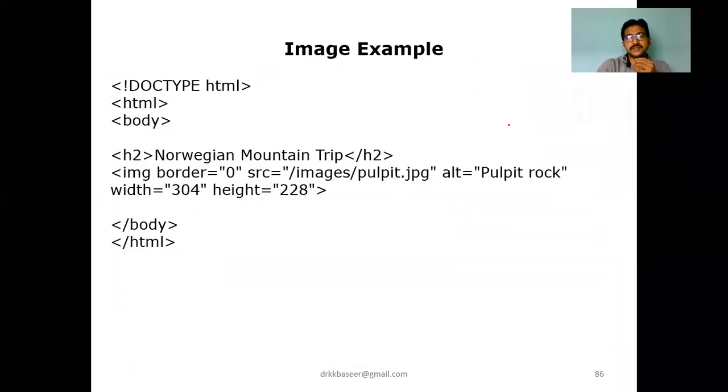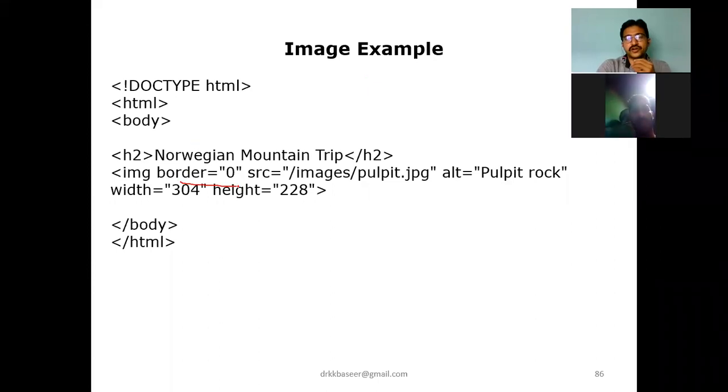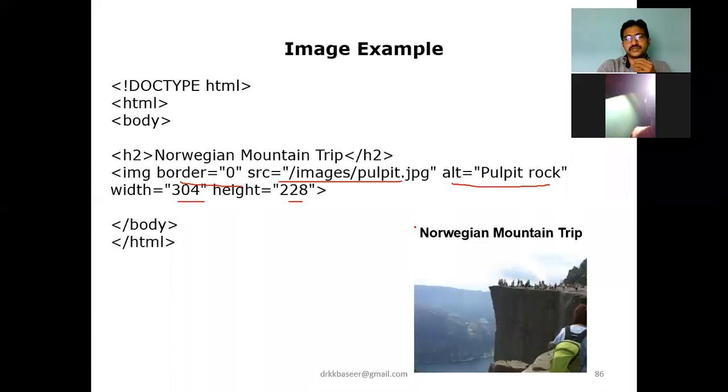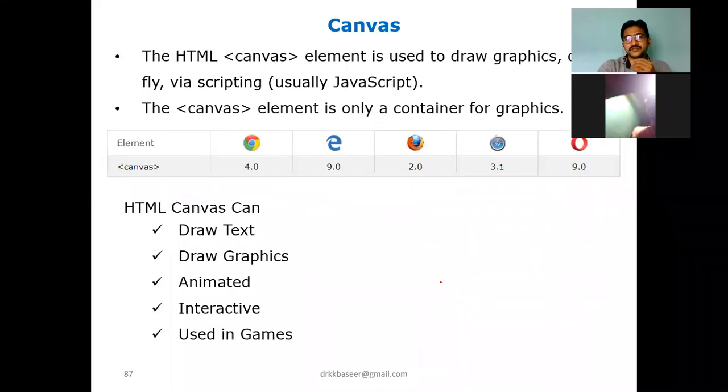Okay. An example for this img tag: I'm adding an img with border equal to 0, where I'm specifying the src of the image I'm going to add. If the image is not loaded, an alternative message will be displayed. The height and width we are mentioning are 304 and 228. Let me see the output of how it looks. See, the caption I have given as h2, and the image. The border is 0. In this size, 304 by 228, the image is displayed. That is one example for img.